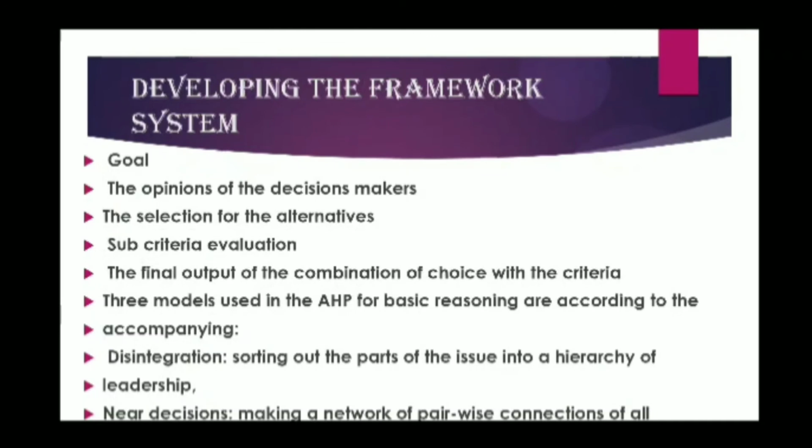And now, developing the framework system. These are the points of developing the framework system. The first point is as follows: goal, the opinions of the decision makers, the selection of the alternatives, sub-criteria evaluation, the final output of the combination of choice with the criteria, 3 models used in the AHP for the basic reasoning and according to the accompanying.